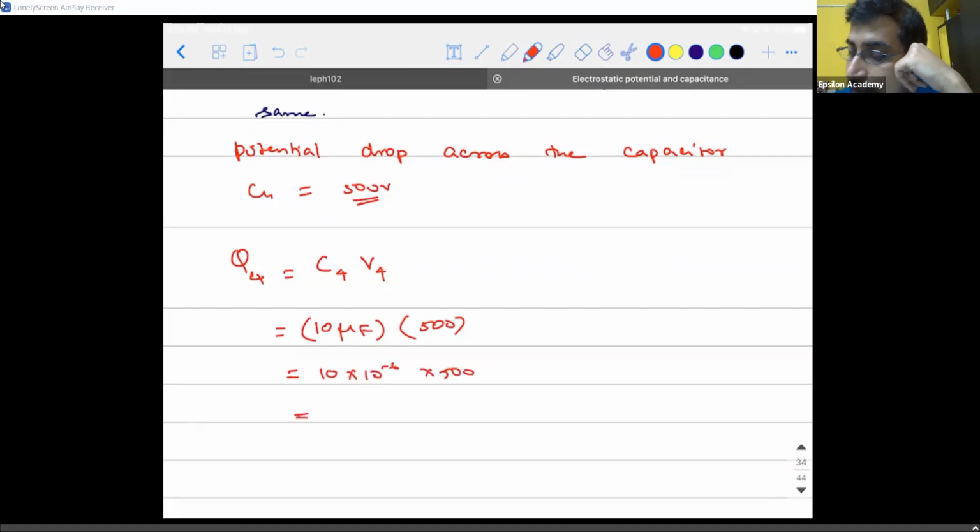How much is the answer? 5000 into 10 power minus 6. That is 5 into 10 power minus 3 coulomb. Okay, that is the charge across Q4. Does that make sense?